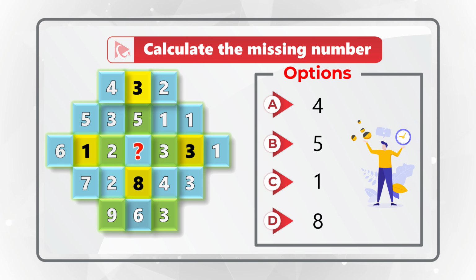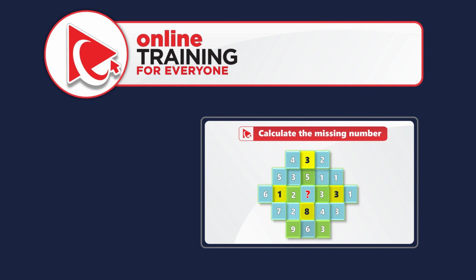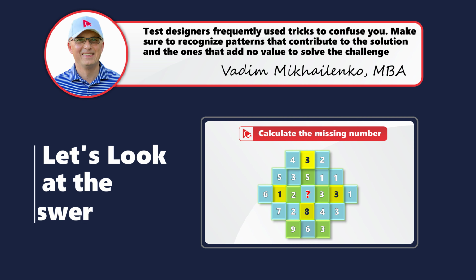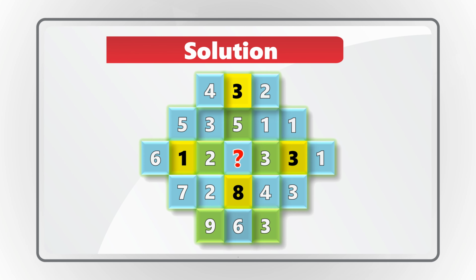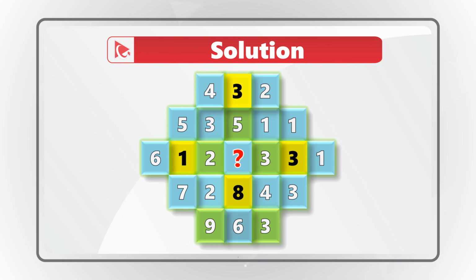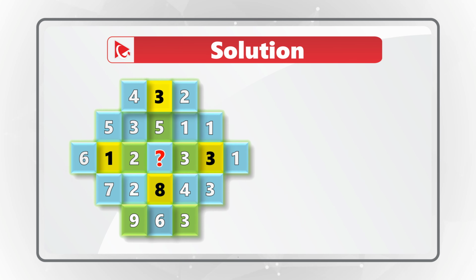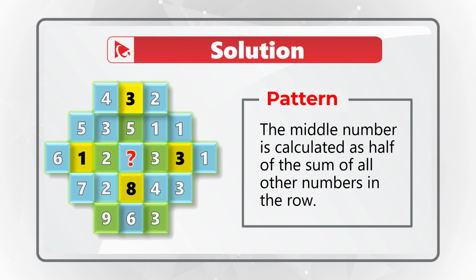And I'll also share with you some tips and tricks and caveats that question designers introduced in this particular question. Detecting the pattern in this question is tricky, but not impossible. And the reason is because question designers used some tricks to confuse you. The correct pattern is that the middle number in each row is equal to half of the sum of the other numbers in the respective row.